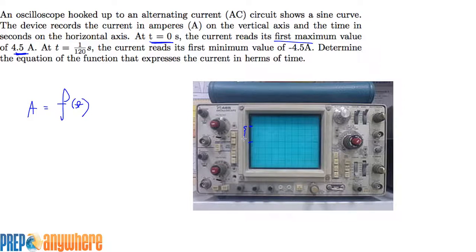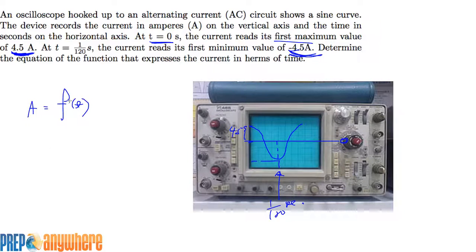So let's say this height is 4.5, goes down and comes back up, and it's telling us its first minimum happens at 1 over 120 of a second. So what is the equation? Note that there's no vertical shift in our curve because the maximum is 4.5 and the minimum is minus 4.5. That means the middle is 0.